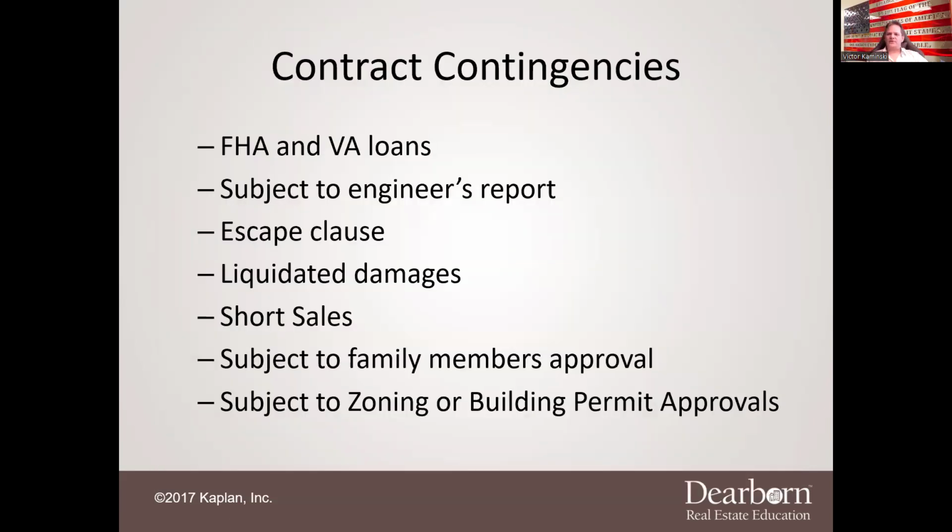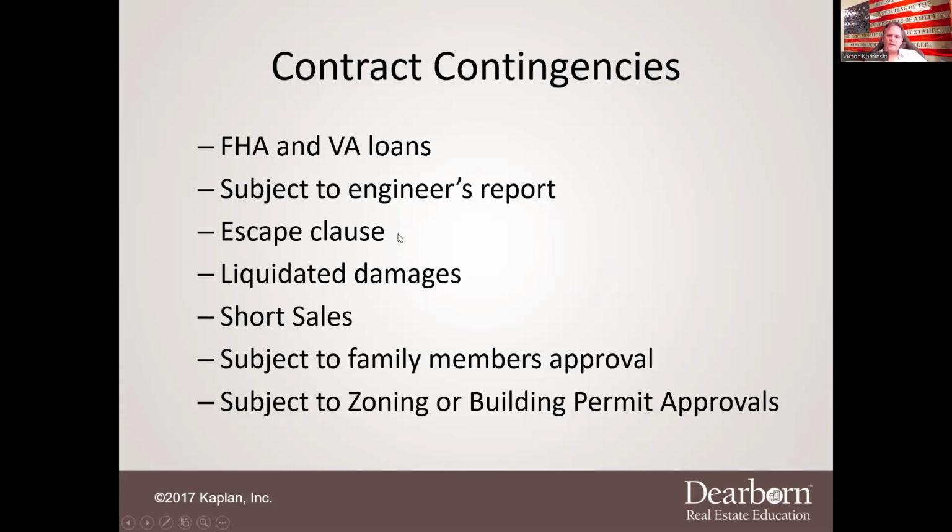Here are some other common contingencies we see in contracts. FHA and VA loans have a special contingency clause that must be added into contracts by law if the financing is coming through FHA or VA loans. If it's subject to an engineer's report. Then we're going to add an escape clause. Escape clause, also known as a kick-out or knockout clause.